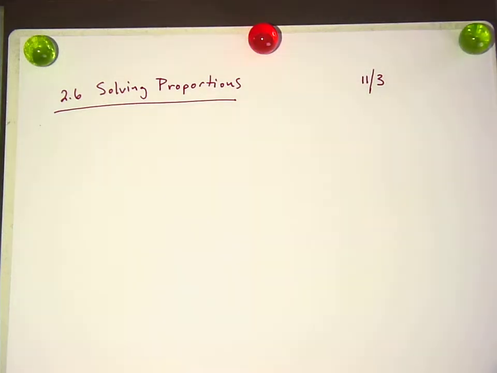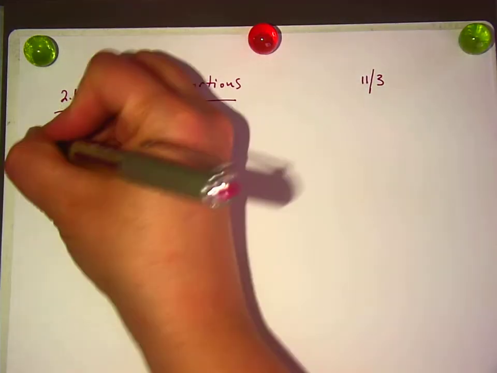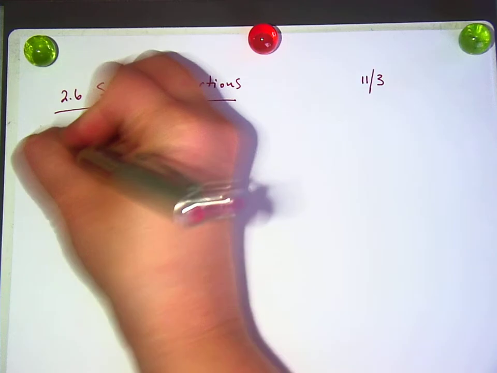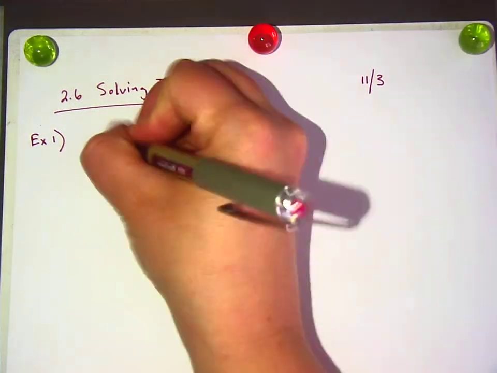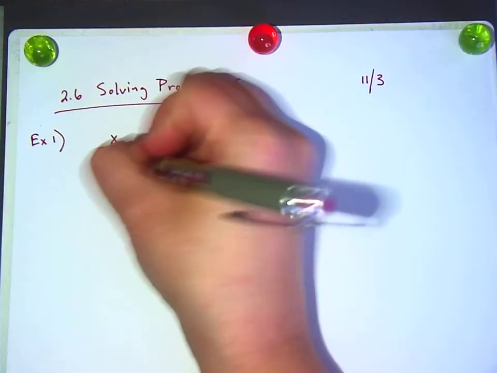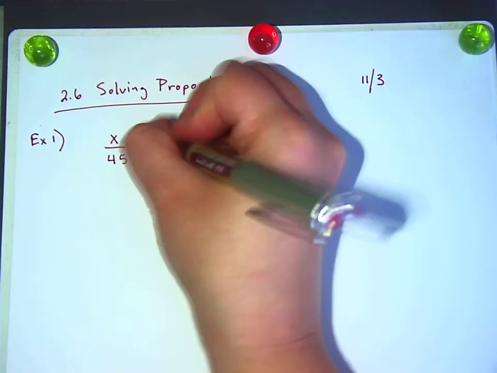Okay, so today we're talking about solving proportions, which is really the last main example we're going to do when it comes to solving basic equations. And they look like this. So it always looks like a fraction equals a fraction. Everybody write it down.